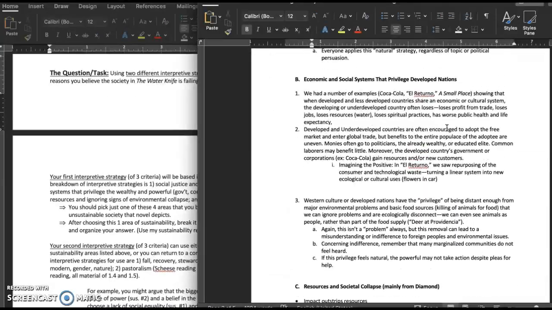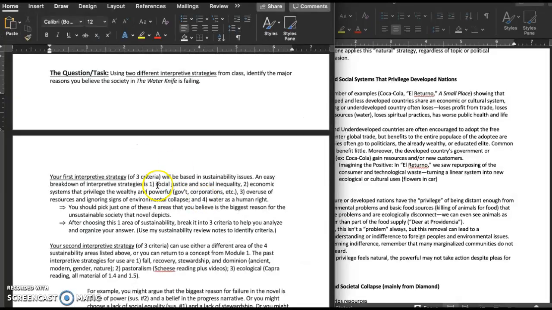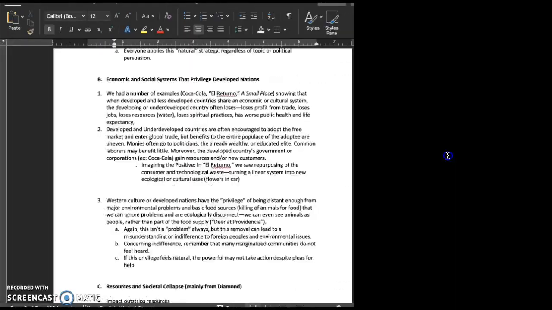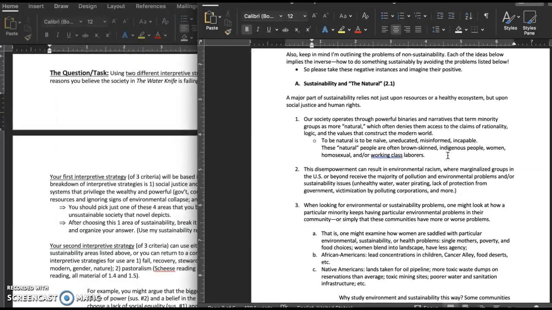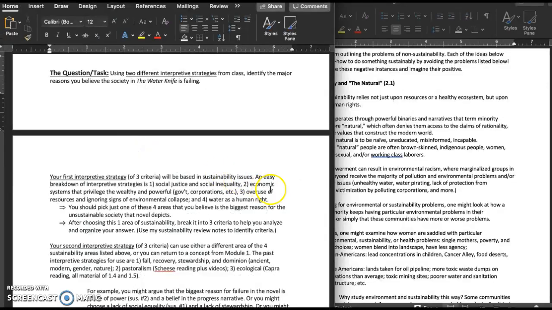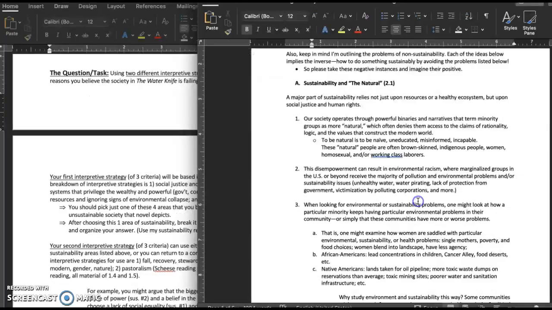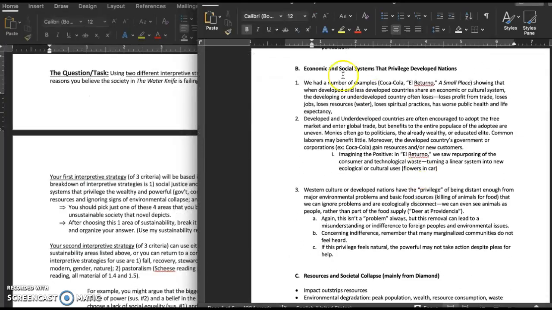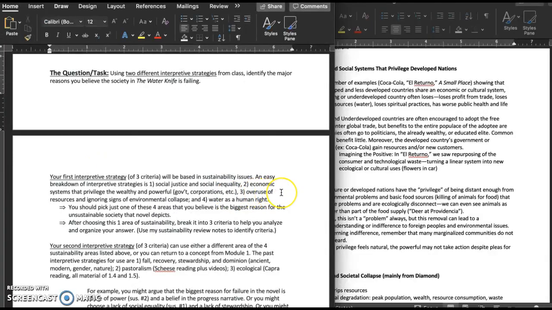So you're going to look at, I even broke it down into 4 basic ideas. I said one is social justice, social inequality, right? Is that what you think is going the most wrong? Is that the cause of most of the problems in the water knife? There's a lot of social inequality in there. That would be one. Number 2 could be economic systems that privilege the wealthy and the powerful, right? So that would be B here, and you could draw from here 3 criteria, 3 ideas. Number 3, the overuse of resources and ignoring signs of environmental collapse.